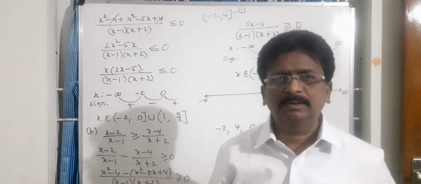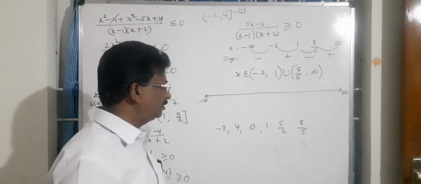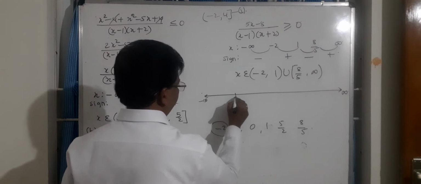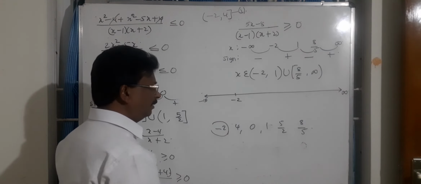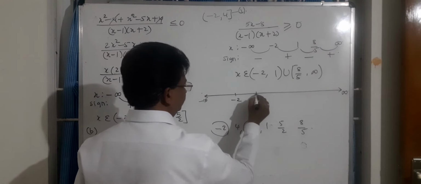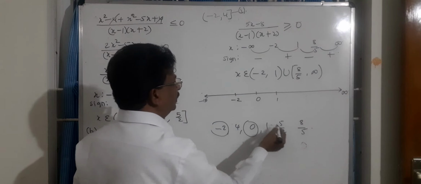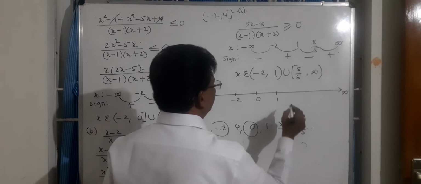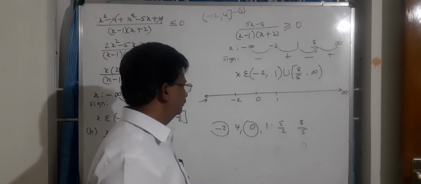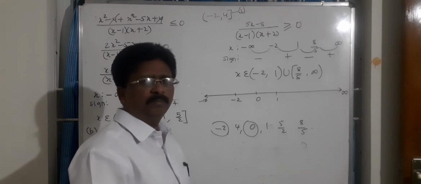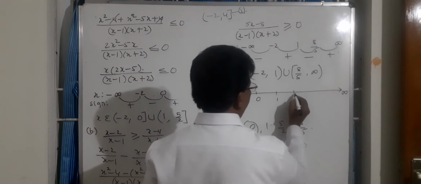Now we have to arrange them in increasing order. What is the least number? -2. Next number 0. Next 1. Next 5/2. This is 8/5. How much value? 8/5 is 1 point something. So next 8/5.